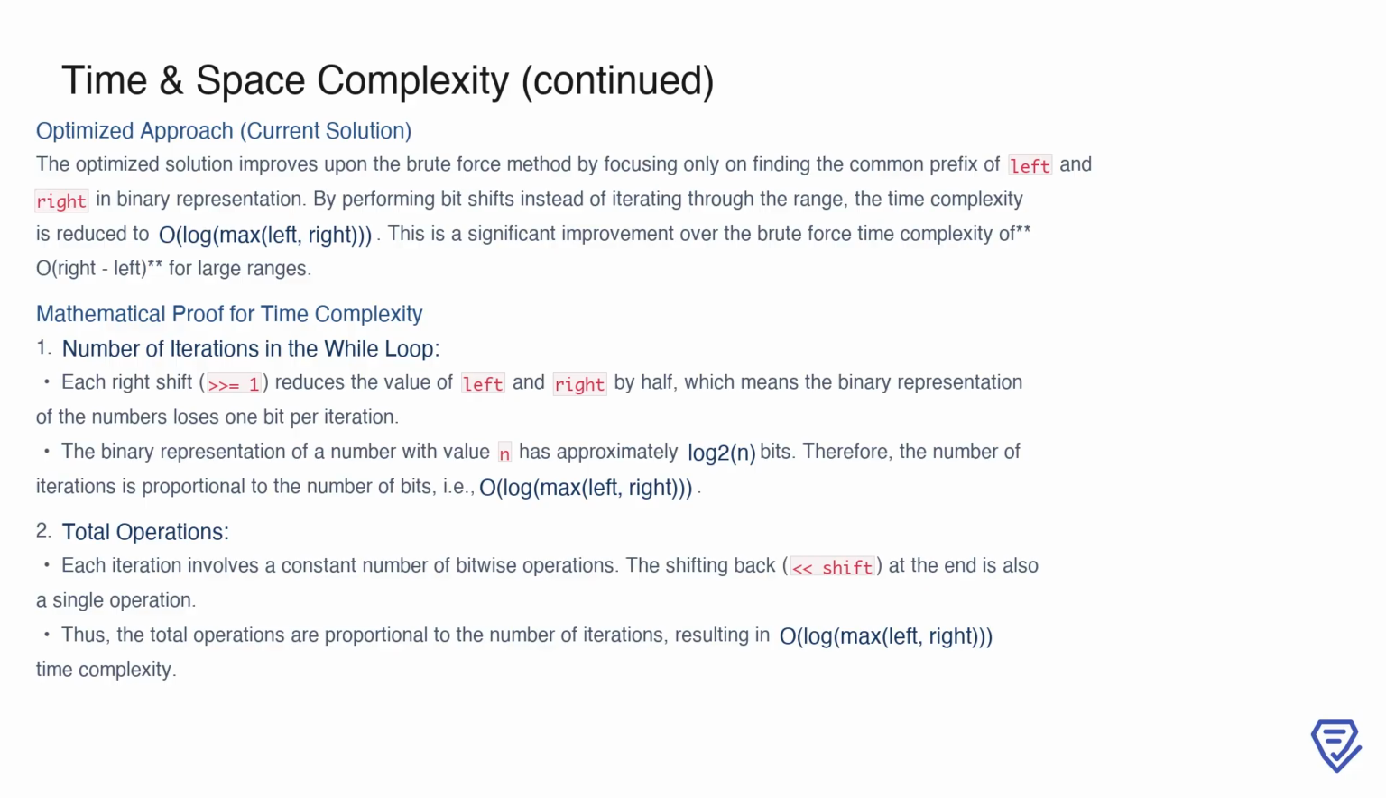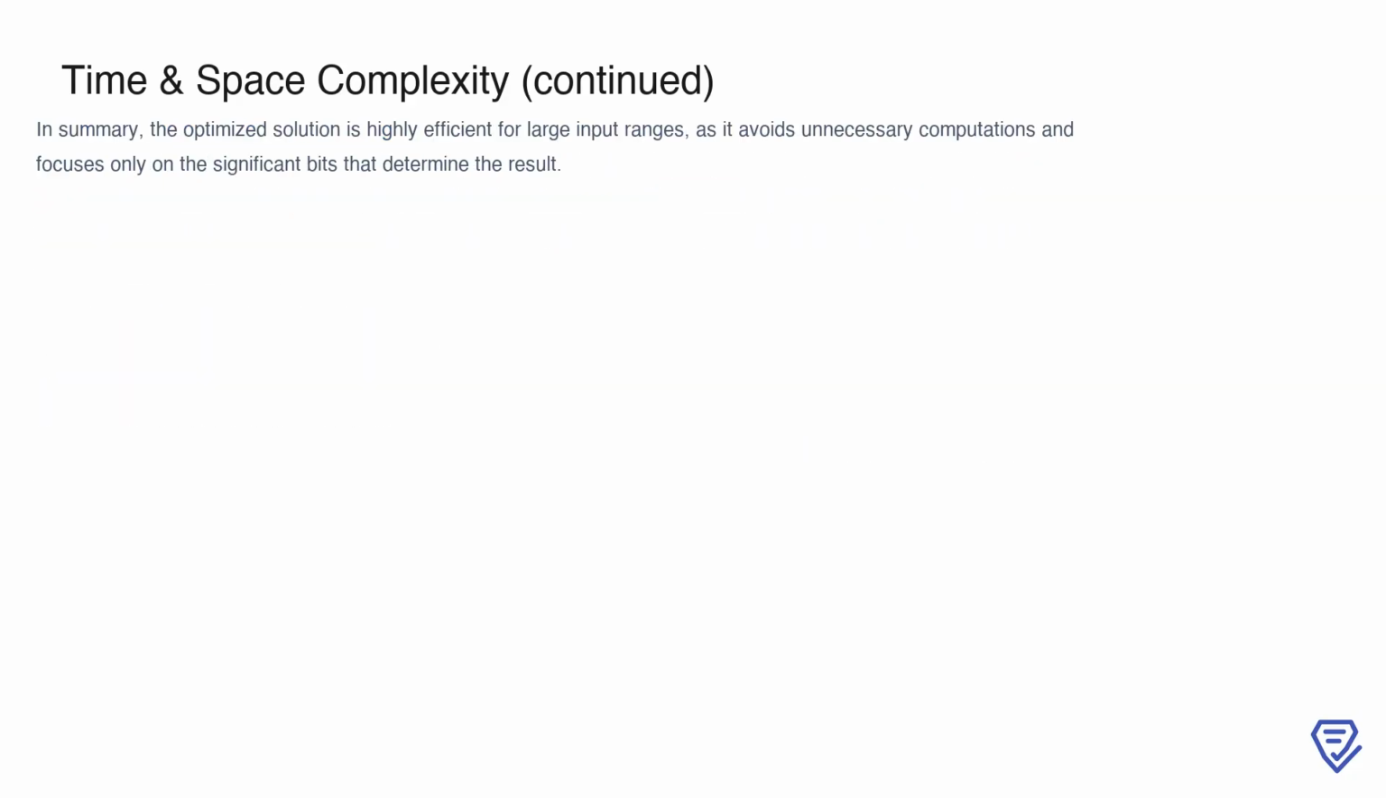In conclusion, this optimized solution is highly efficient for handling large ranges of input values. By focusing solely on the significant bits that contribute to the result, it avoids the unnecessary computations inherent in the brute force approach. This efficiency makes the algorithm well-suited for scenarios where the range between left and right is large, as it reduces the computational burden while maintaining constant space usage. The combination of logarithmic time complexity and constant space complexity highlights the elegance and practicality of this optimized approach.